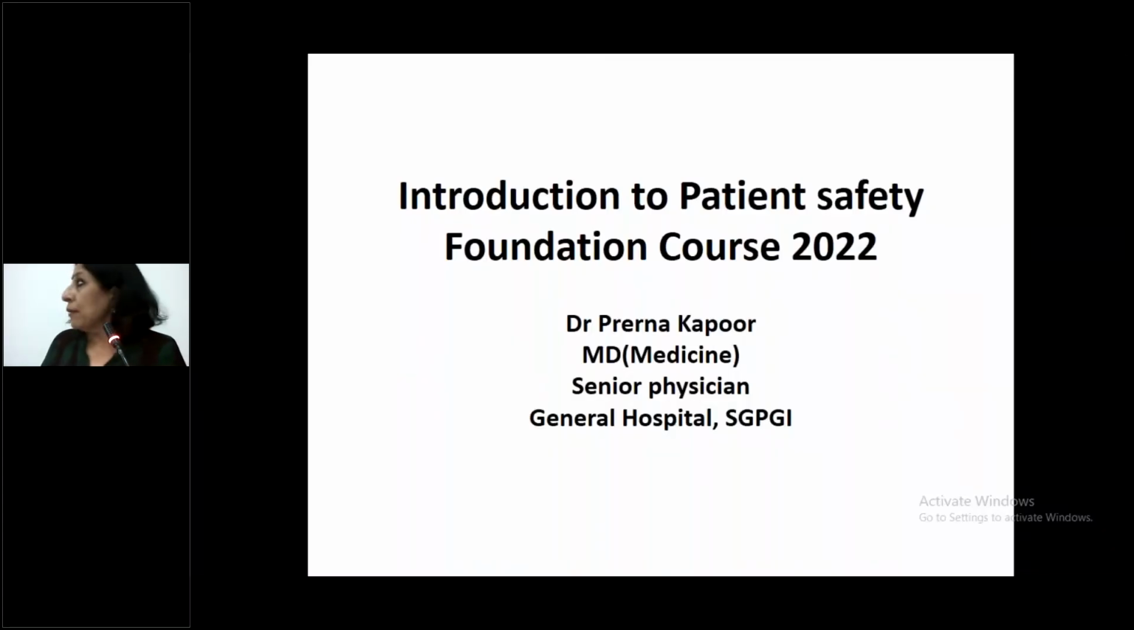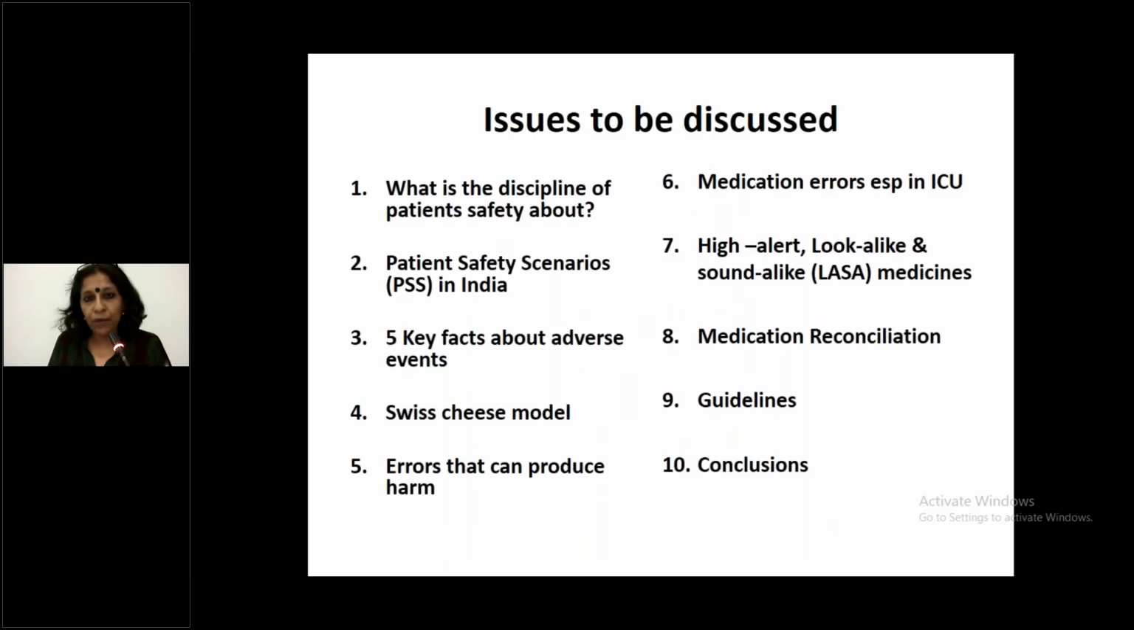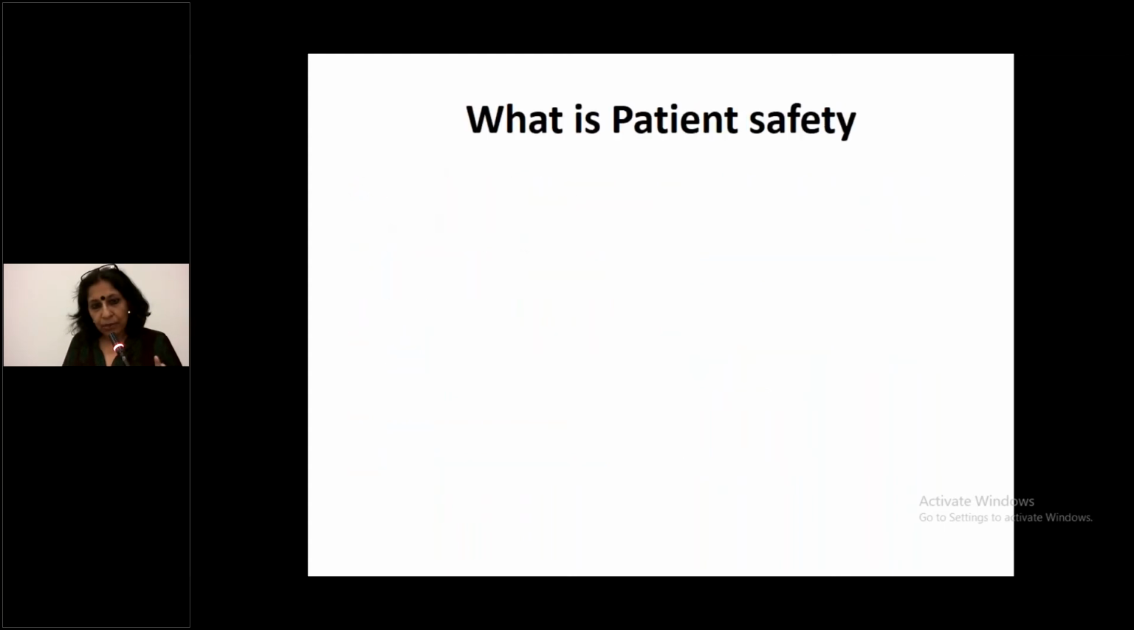The topic given to me is Introduction to Patient Safety. This is a very important topic, a very upcoming topic which most people are not aware about. But also, most of the stuff that we are going to talk about is actually really very common sense. So, it's no rocket science, but we need to be aware of these things. So, what all will we talk about? What is this discipline? What are the patient safety scenarios in India? Let's start with these two topics.